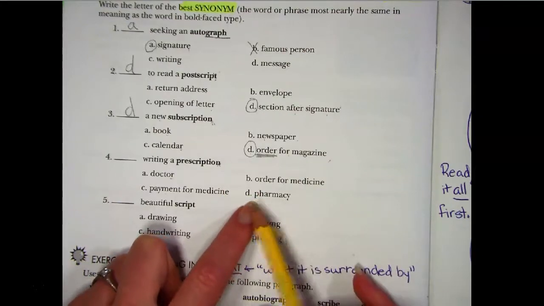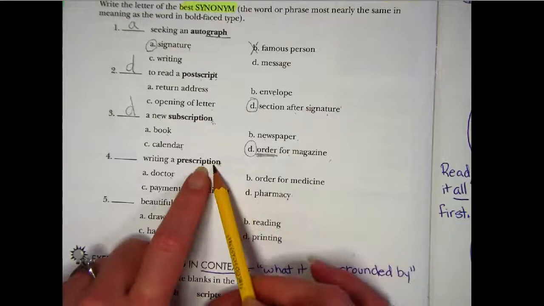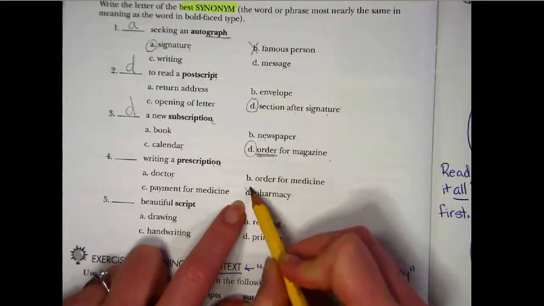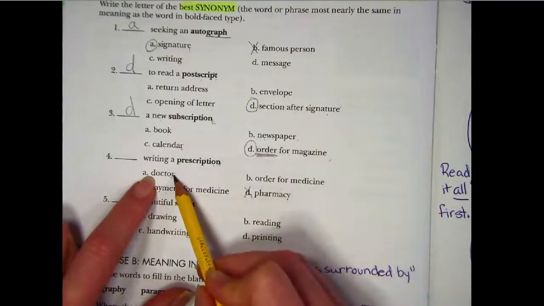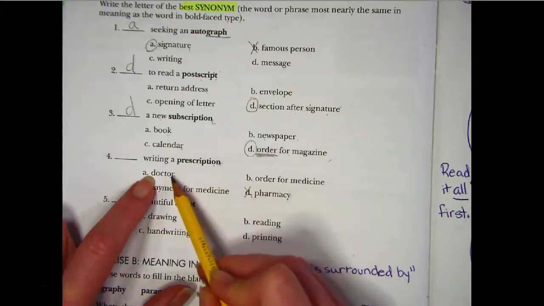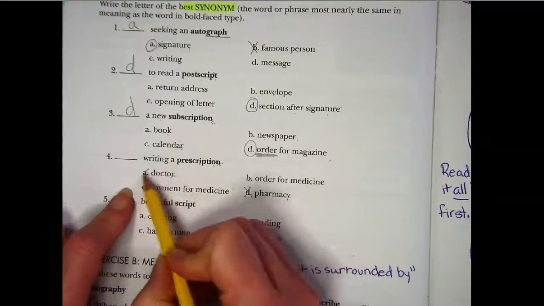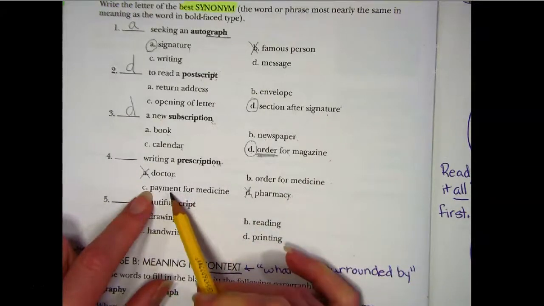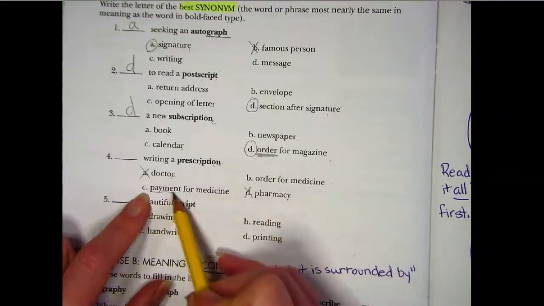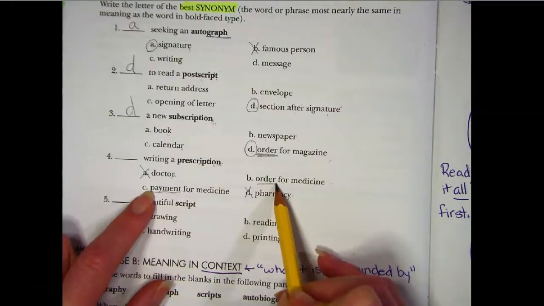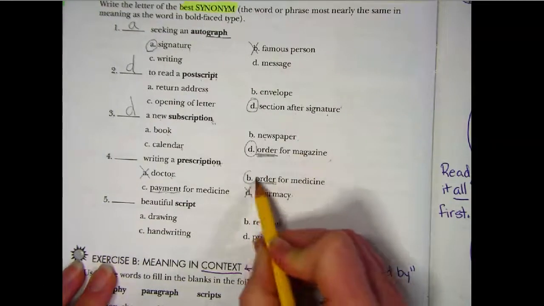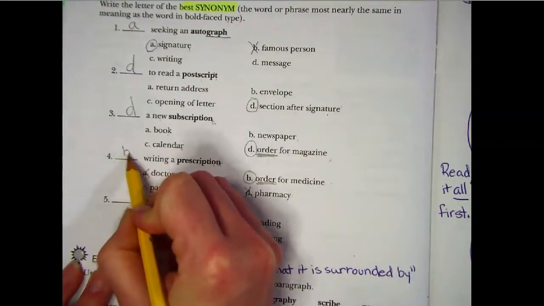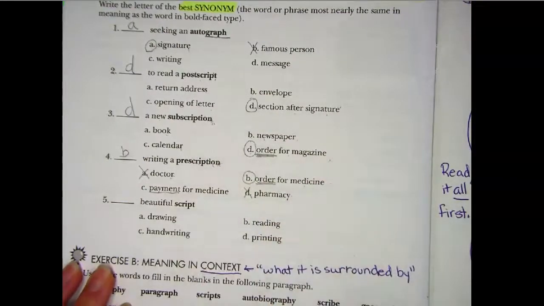Well, I know I have to go to the pharmacy to get a prescription, but the pharmacy is not the prescription itself, so we can eliminate D. I know a doctor writes a prescription, but it doesn't mean the doctor is the prescription, so we're going to eliminate A. Here, these are pretty close. Is it the payment or is it the order? I remember underlining in the definition the word order. So B is the synonym to prescription, the word in the closest meaning or phrase.